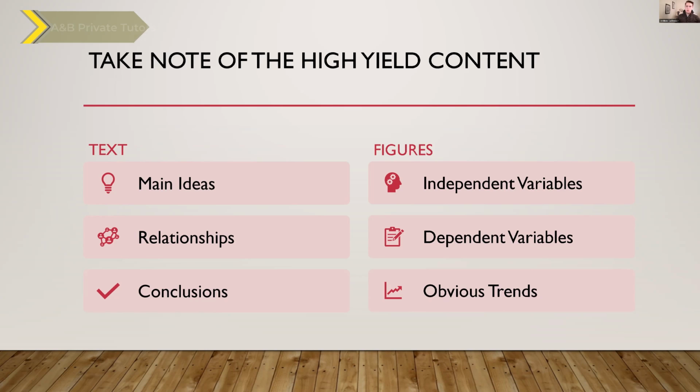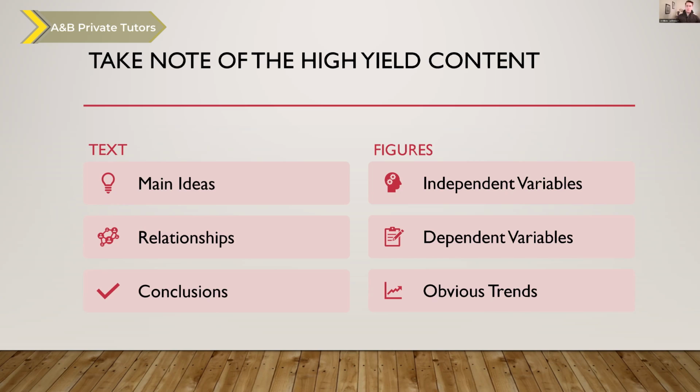So the first thing you want to be doing is figuring out what is high yield content while you're reading. Well, this can mean a lot of different things. So what are you actually looking for? I've broken this down into two columns. The first is text. So when you're reading a block of text in a paragraph, the three things you want to look for are main ideas, the relationships between anything that has cause and effect. So this could be variables, this could be chemical reactions, this could be anything where A is causing B. The third thing you want to look for are conclusions.